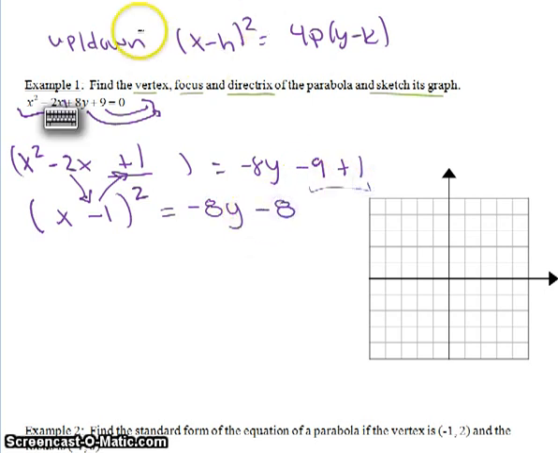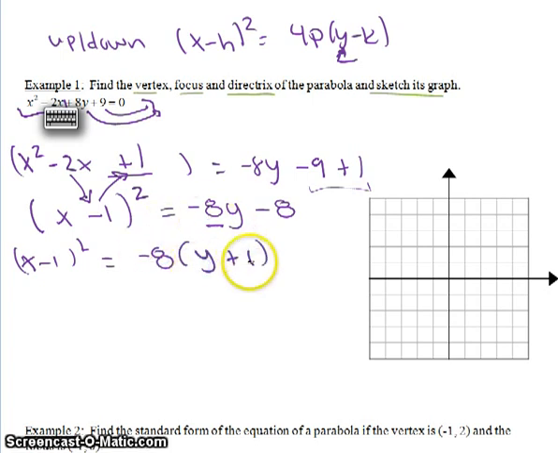So now I have my x minus h squared on the left-hand side done, but the right-hand side has to be simplified, and you do not want a coefficient in front of the y term, so I have to pull that out. So I have x minus 1 squared is minus 8 times y plus 1. It's plus 1 because minus 8 times plus 1 is minus 8.